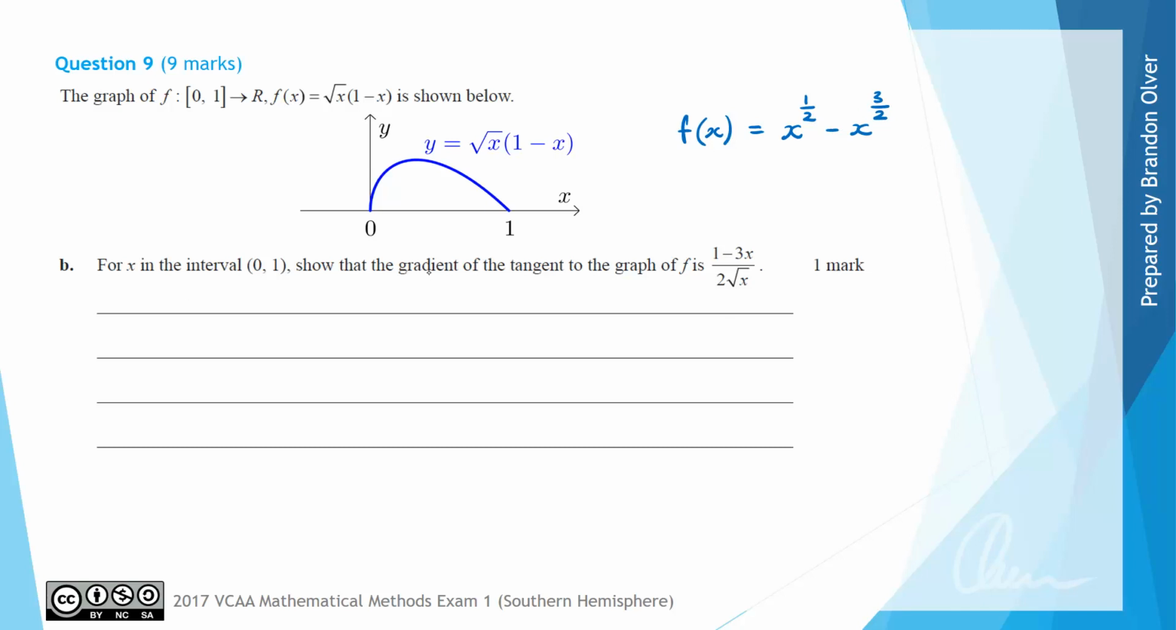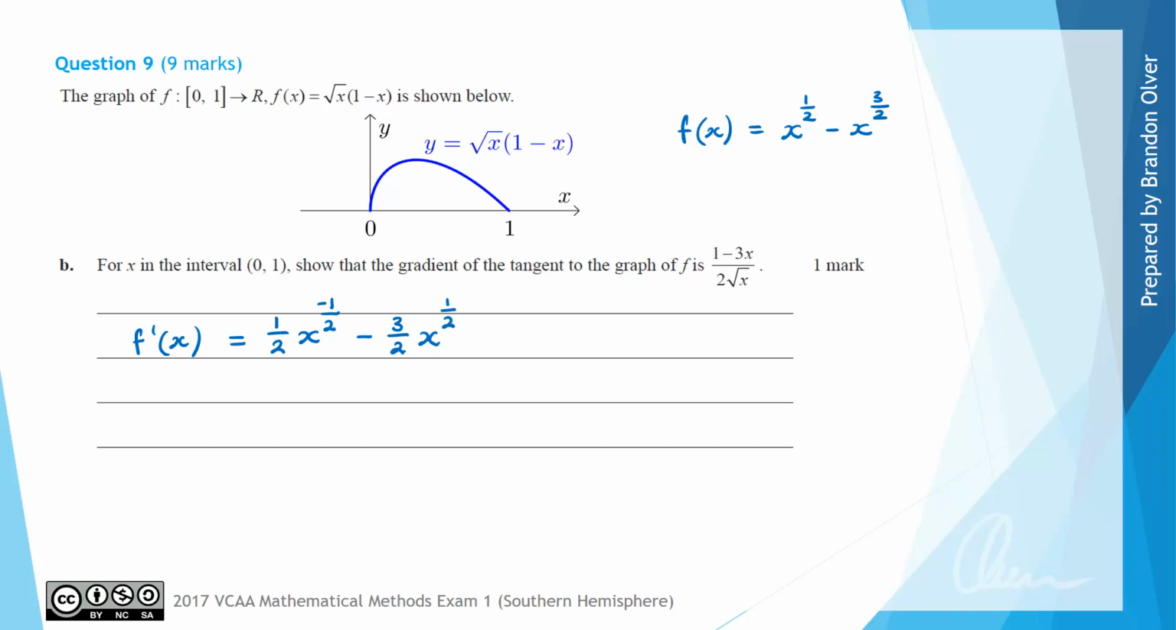So now if we want the gradient of a tangent to the graph, that's really just asking us to calculate f dashed of x, which we know how to do. So we're going to have a half times x to the power of, and we're going to subtract 1 off the power, which gives negative a half. And then we'll subtract the second term, and when we take its power to the front, we'll have 3 on 2, x, and taking 1 off its power, we'll go from 3 on 2 to just 1 on 2.